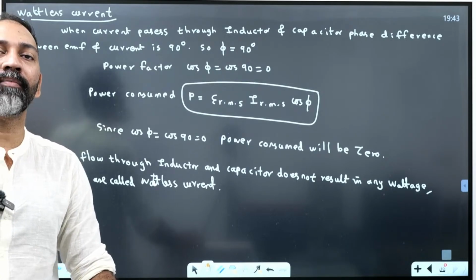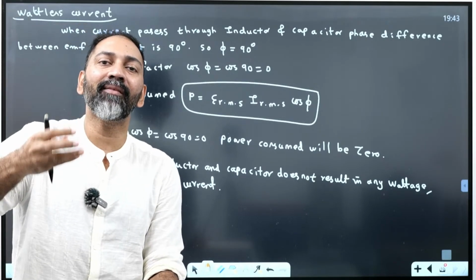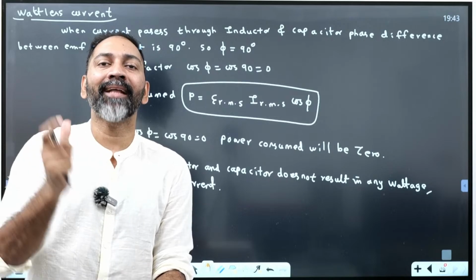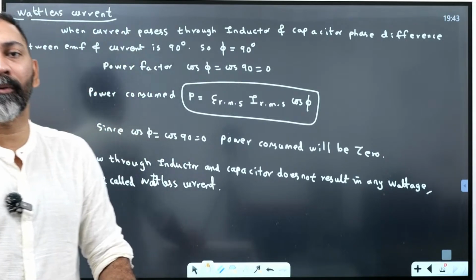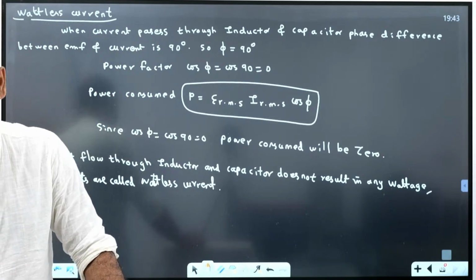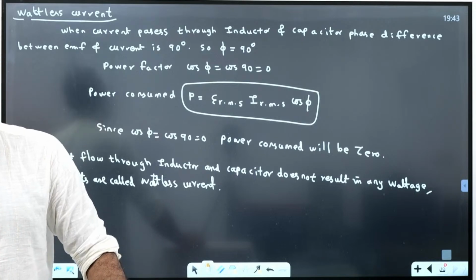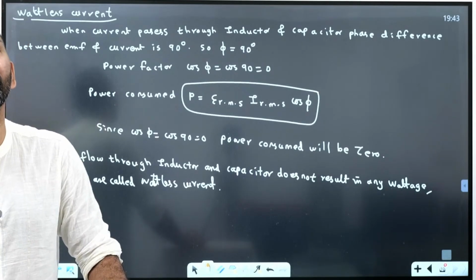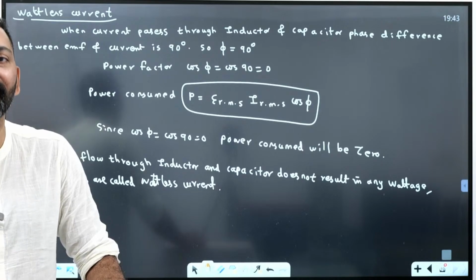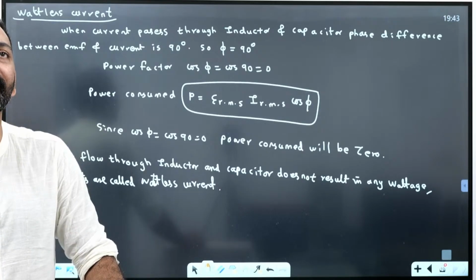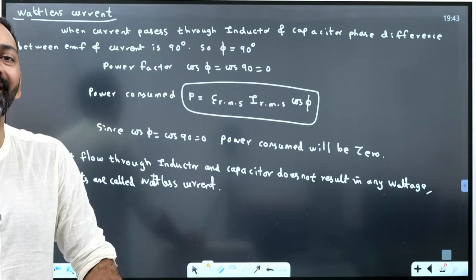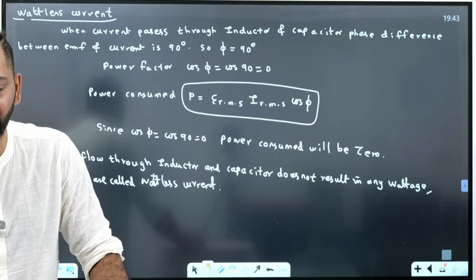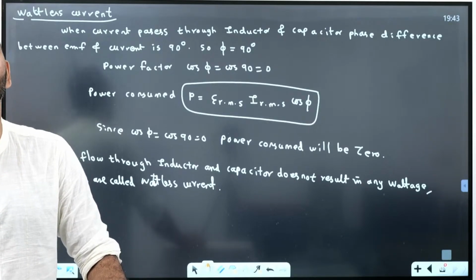Normally when current passes through a device, that device will consume power and there will be a wattage or a power rating. But in inductor and capacitor, even though current flows, that current flow is not creating any wattage. So we call the current which flows through inductor and capacitor as wattless current because that current flow does not result in any wattage.